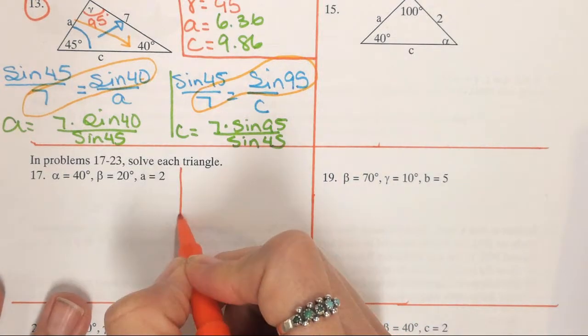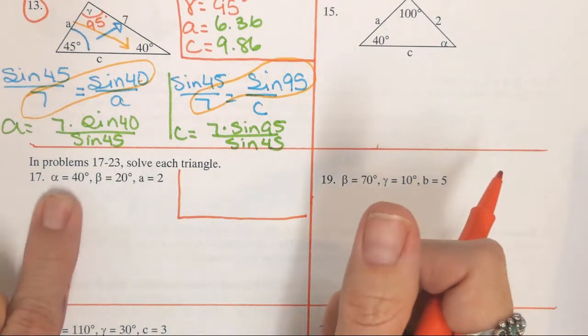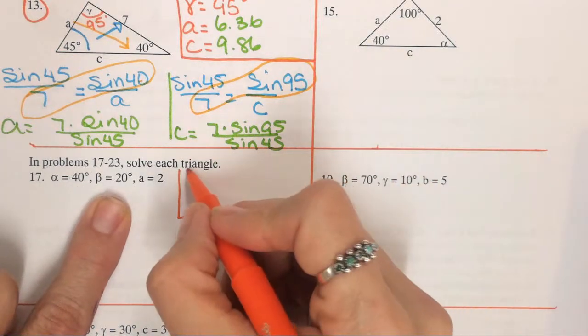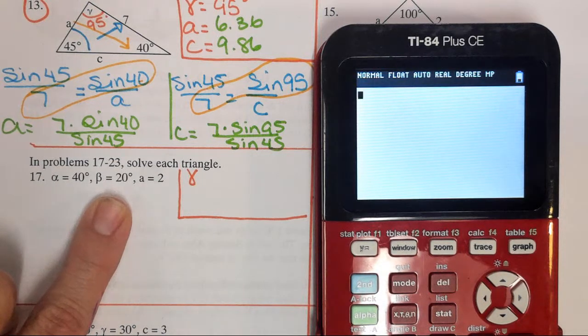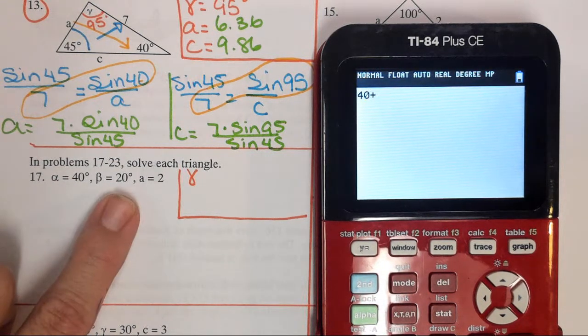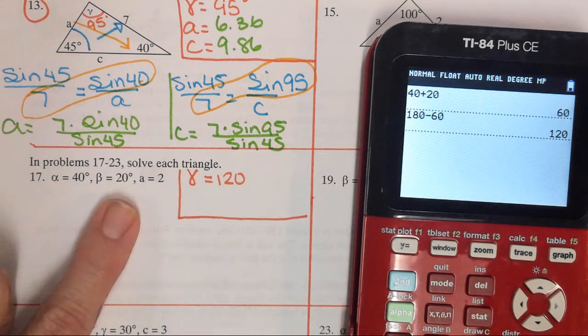So I come over here to the side again, and I'm going to make my box for my answers. They told me alpha was 40 and beta was 20, so I need gamma. So again, I know it's 180 degrees, so 40 plus 20 is 60. 180, take away 60 is 120. So my missing angle is 120.